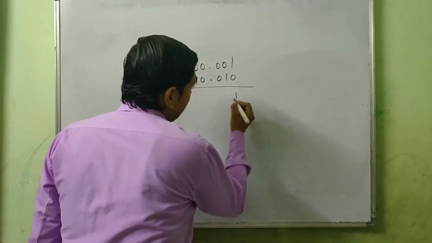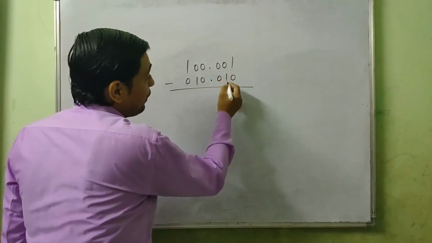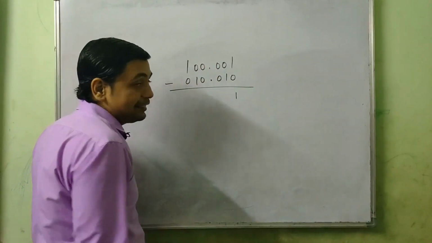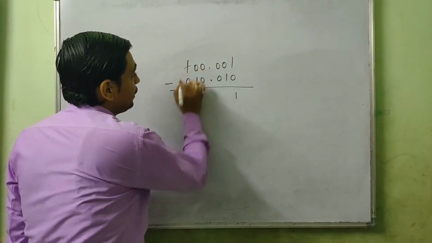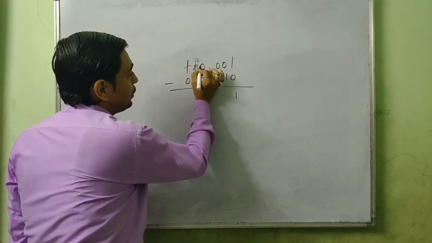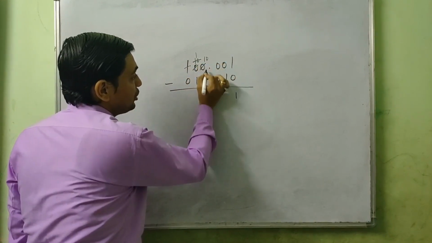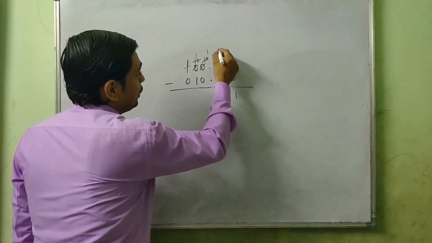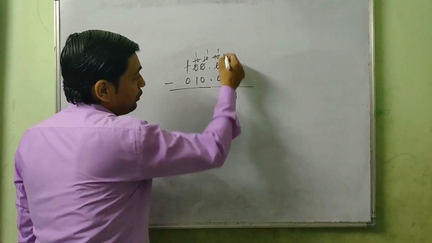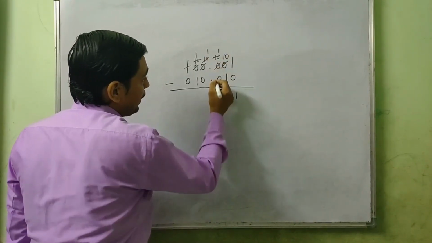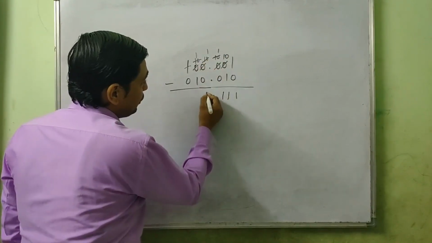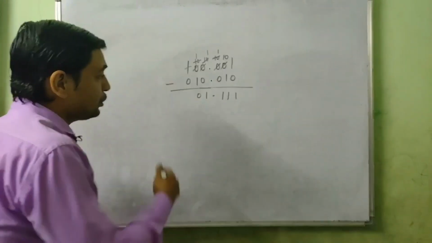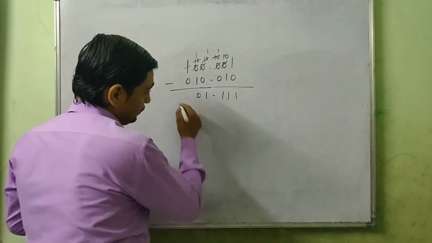So 1 minus 0 is 1. Got that? 0 minus 1, again you have to borrow. It will borrow from these, but these four are continuously 0, so definitely it will borrow from here. This will become 1 0. Again a borrow. This will become 1 and this will become 1 0. Again a borrow. This will become 1 and this will become 1 0. Again a borrow. This will become 1 and this will become 1 0. So 1 0 minus 1 is 1. 1 minus 0 is 1. 1 minus 0 is 1. And now 1 minus 1 is 0. Okay. So the result of it is 1.111.